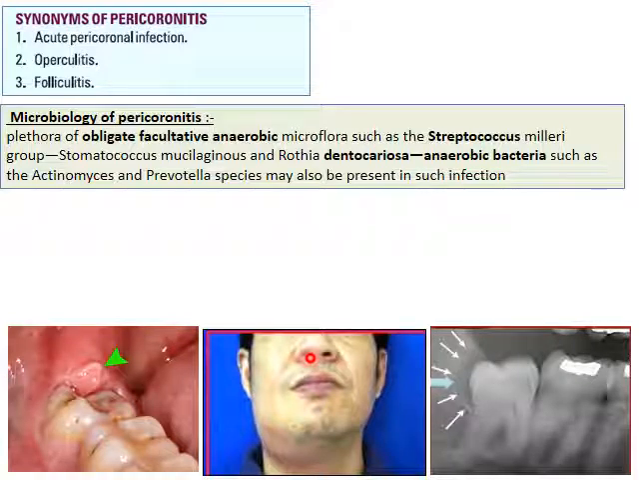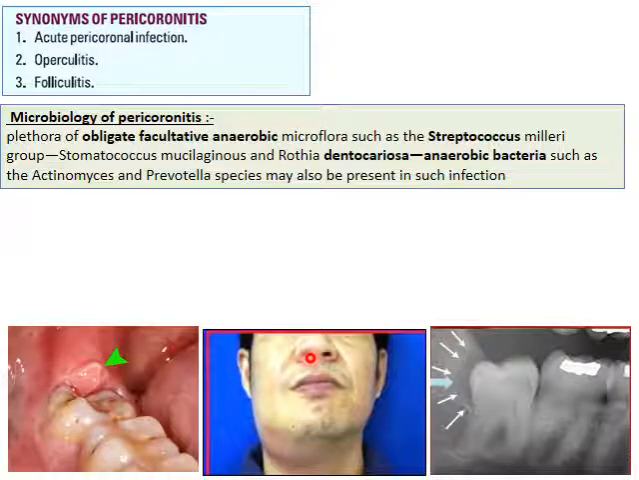There are other names for pericoronitis. It is called synovius of pericoronitis, acute pericoronal infection, or periculitis from the operculum, or folliculitis, infection of the follicle around the tooth. But these terms are the same as pericoronitis.